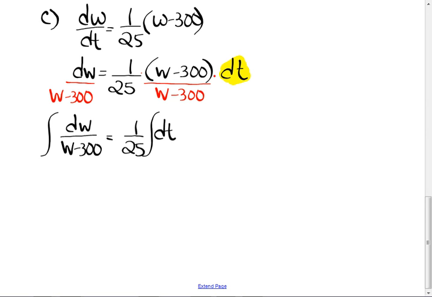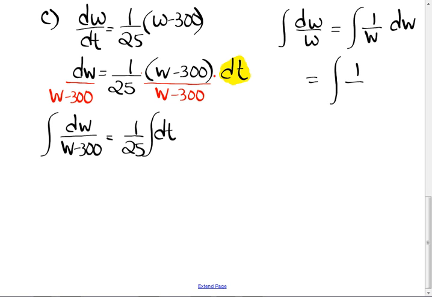Okay, this bothers you. What if I had this? We'll do 3 different things. It shouldn't bother you, but it does. What about dw over w? That's the same as this: 1 over w times dw, which is the same as this. Okay, guys? I'm not doing that one yet. This is what I have, something like that.